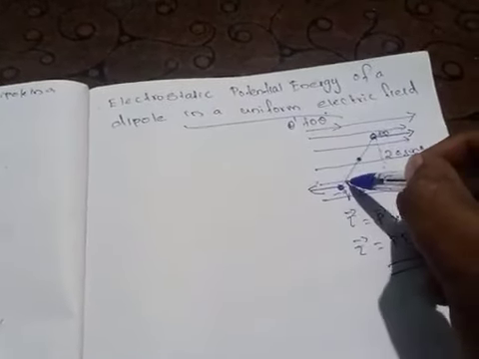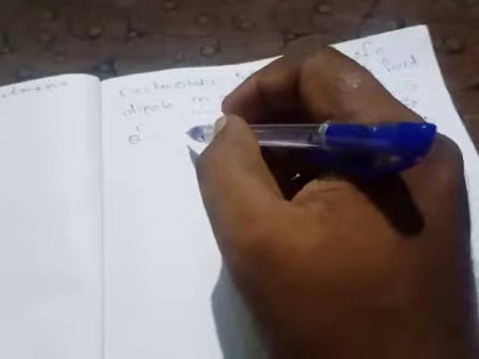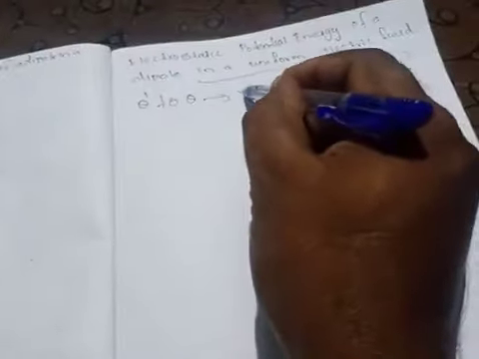Okay. So this is theta you can keep. So I am applying an external torque to rotate this dipole at constant angular velocity from angle theta dash to theta. For that, what am I applying? An external torque. Okay. Now you can write an equation.